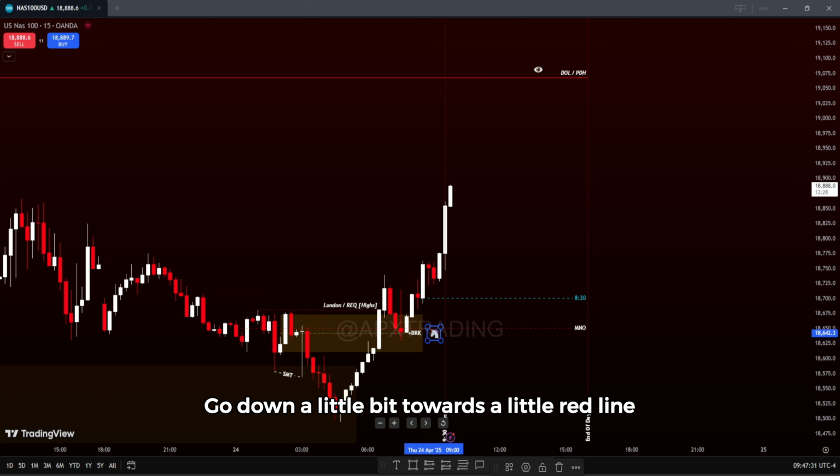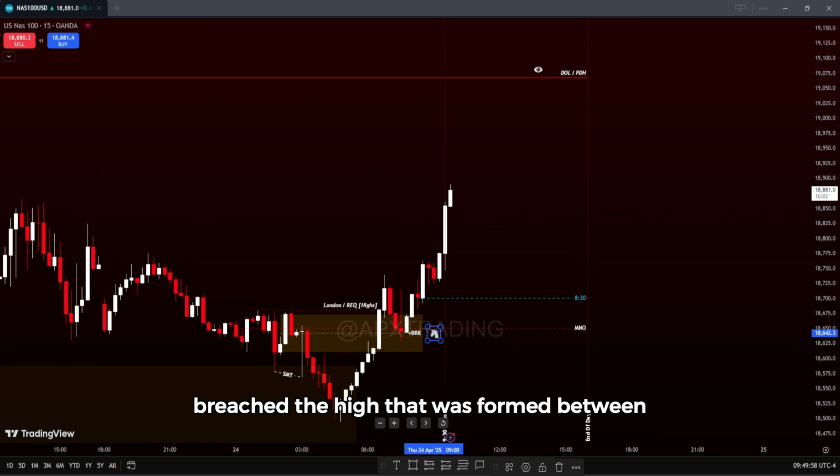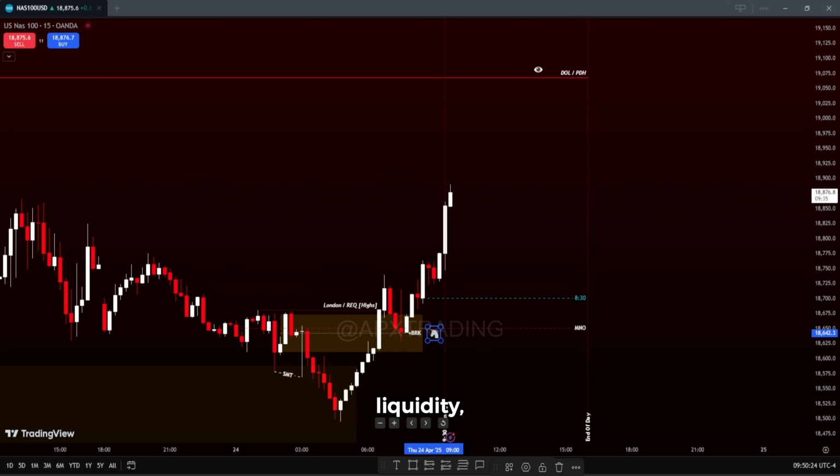Go down a little bit, there's a little red line, and go to the right end of that red line segment. That high right there at 1330, which is 1:30 New York local time, is relatively equal to the high that was formed between 10 o'clock and 10:30 on the left-hand side where it says buy side liquidity. The fact that the 1330 high running above 4100 breached the high formed between 10 and 10:30, where I have buy side liquidity, in itself is too shallow of a run.